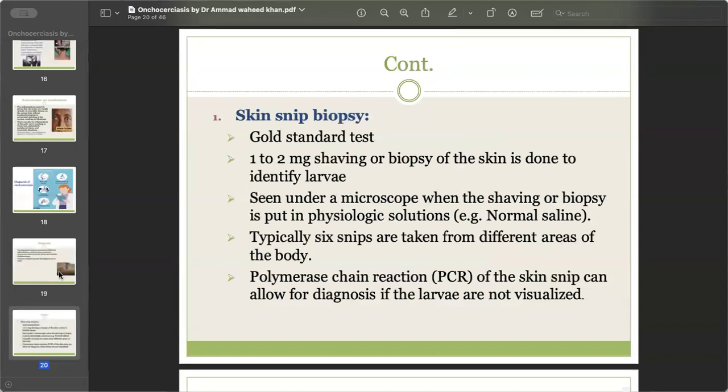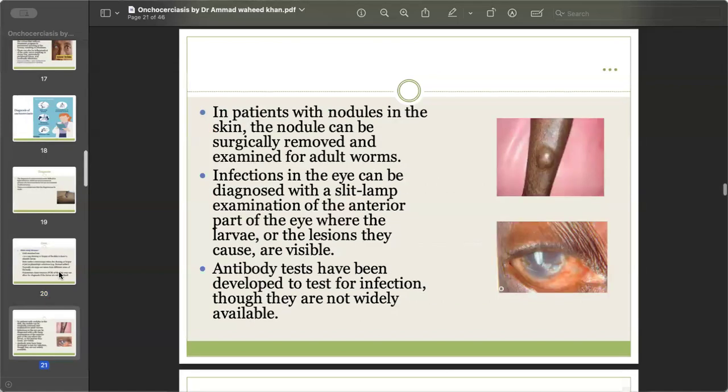A skin snip biopsy is the gold standard test. A 1 to 2 mg shaving or biopsy of skin is done to identify the larva. It is seen under a microscope when the shaving or biopsy is put in physiological solution, normal saline. Typically 6 snips are taken from different areas of the body. PCR of skin snip can allow for diagnosis if larvae are not visualized.